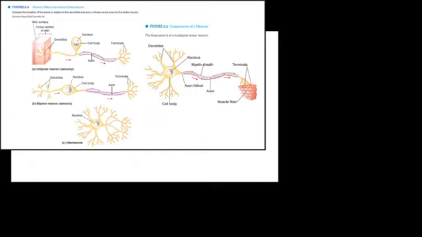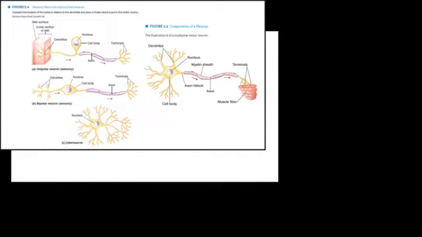So we would call that a multipolar motor neuron because it has multiple dendrites, and then it's connecting here to a muscle fiber. So that tells us that it's a motor neuron. So it's sending a signal out towards the body to do things. On this side, we have two different kinds of sensory neurons.